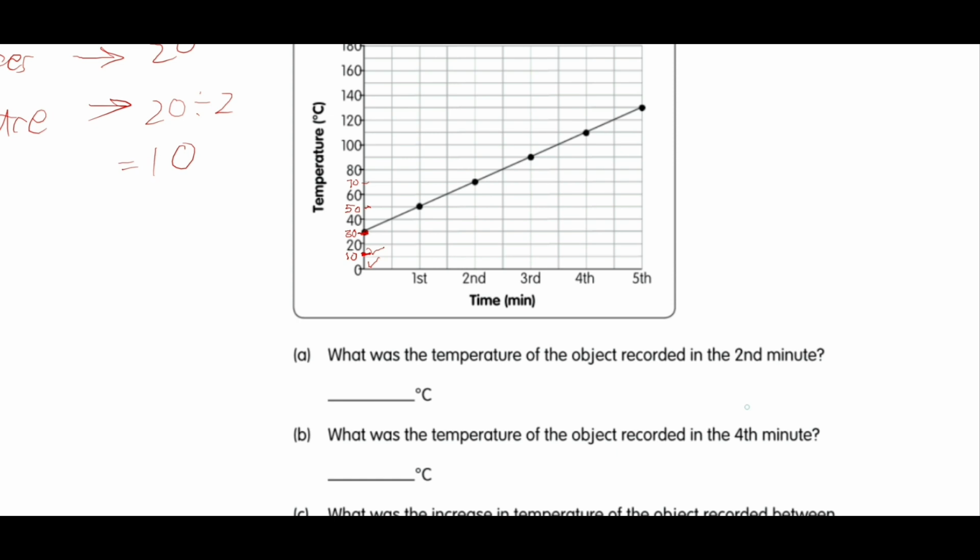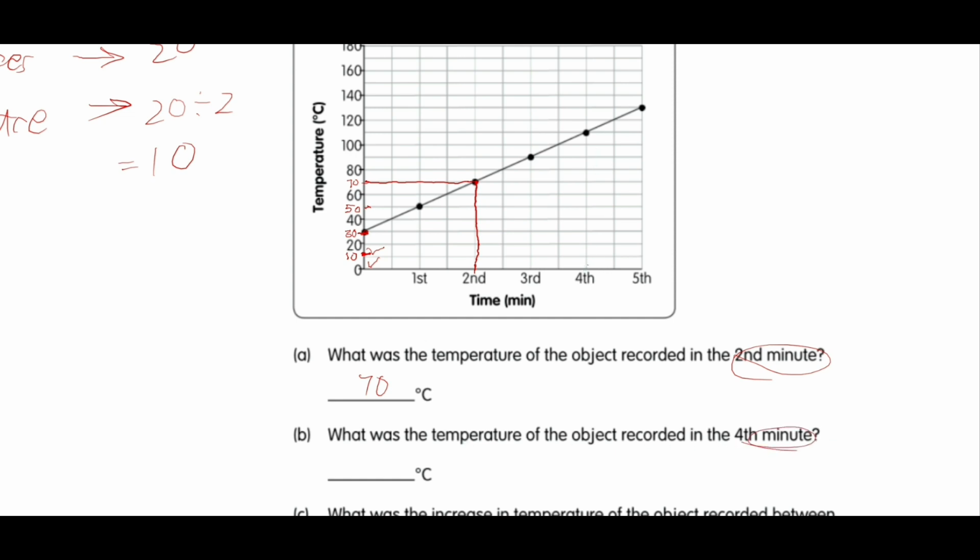So let's look at question A. We want to find what is the temperature in the second minute. To find the second minute, it is here. We draw the line up until we touch the line graph. Then we draw a line across, and we have found the temperature in the second minute to be 70 degrees Celsius.